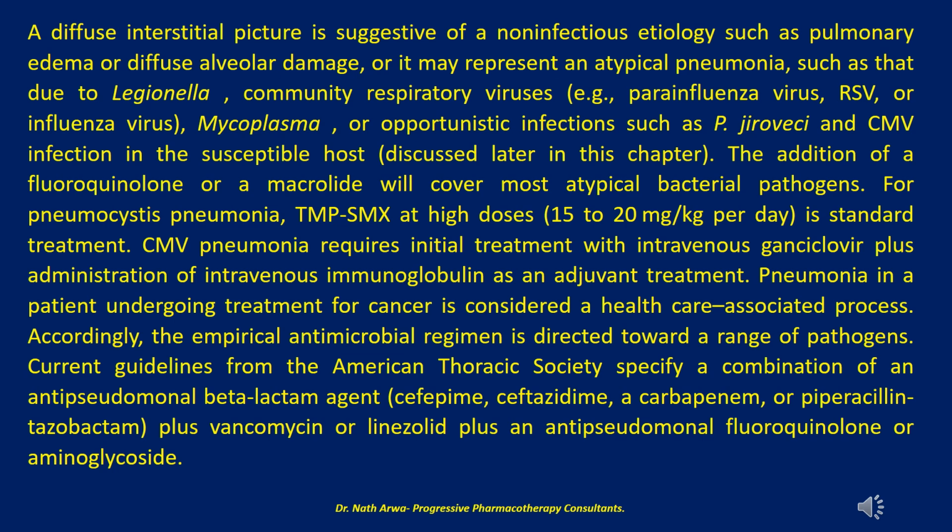Pneumonia in a patient undergoing treatment for cancer is considered a healthcare-associated process. Accordingly, the empirical antimicrobial regimen is directed toward a range of pathogens. Current guidelines from the American Thoracic Society specify a combination of an anti-pseudomonal beta-lactam agent, cefepime, ceftazidime, a carbapenem, or piperacillin-tazobactam, plus vancomycin or linezolid plus an anti-pseudomonal fluoroquinolone or aminoglycoside.